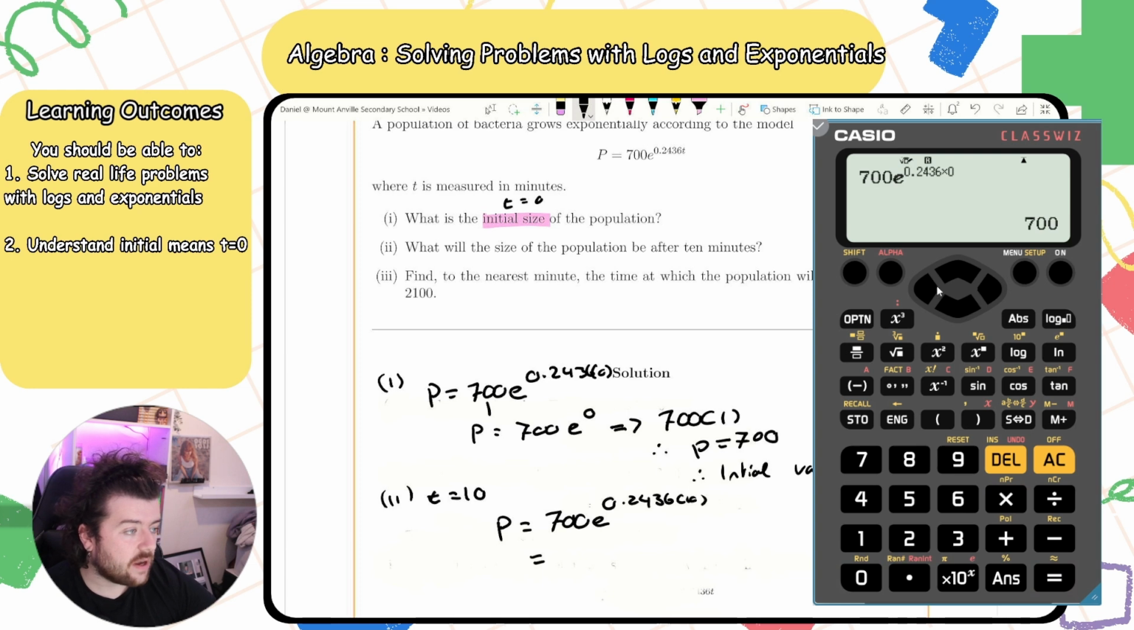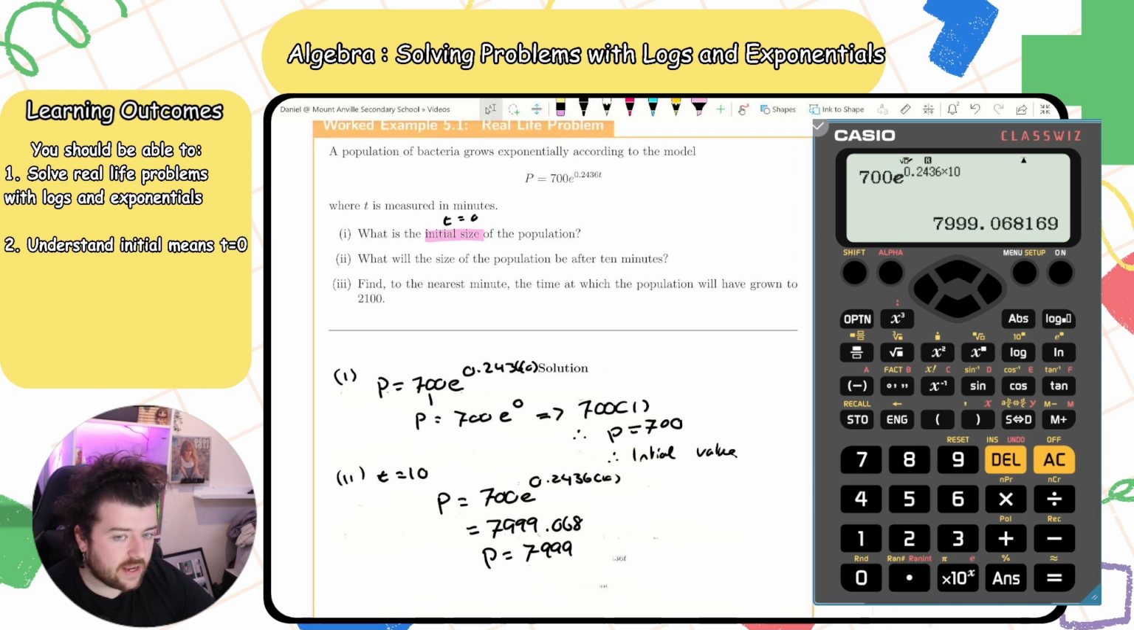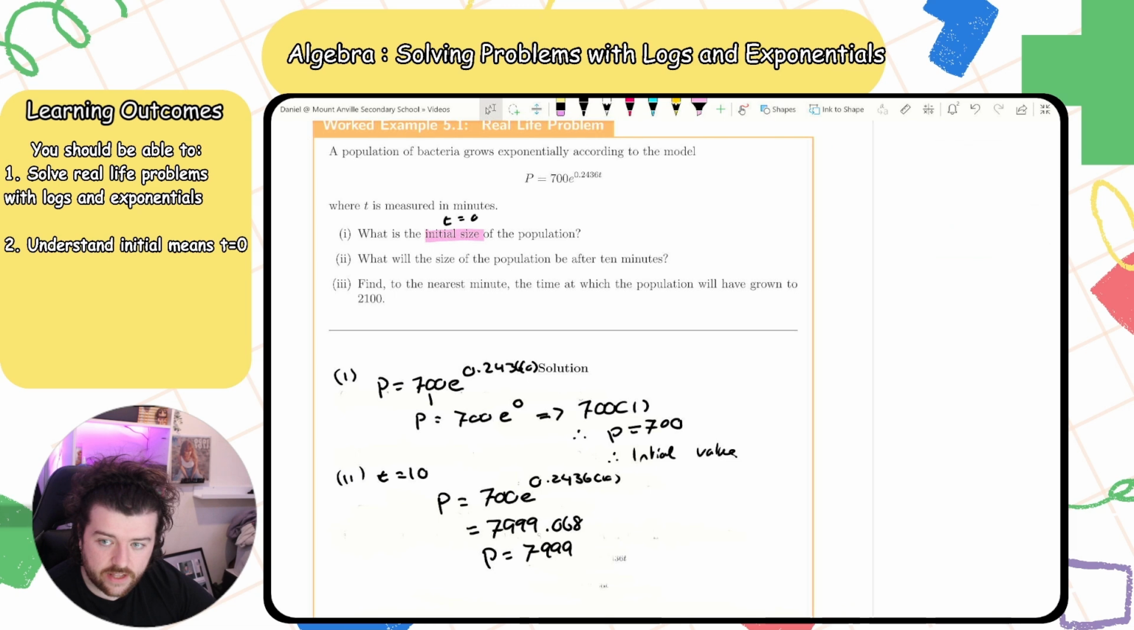Sorry, we're looking at part 2, t is equal to 10. That equals 7,999.068. So the population is going to be 7,999 roughly. Perfect. Let's look at the next question, the final one.